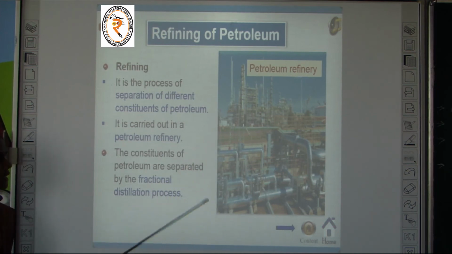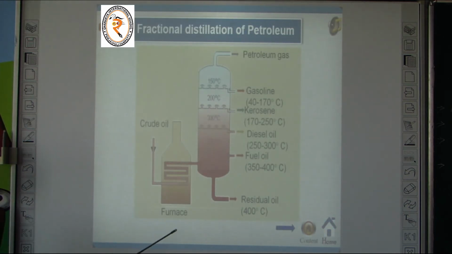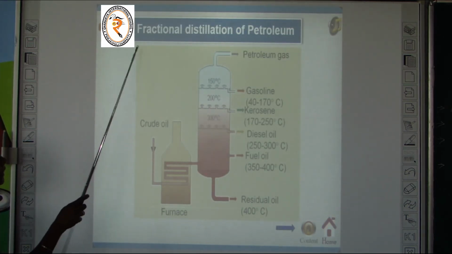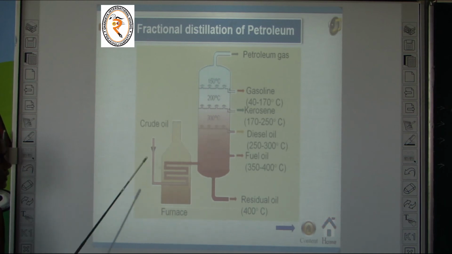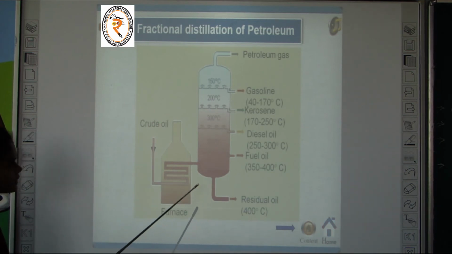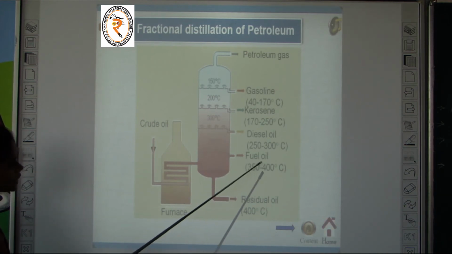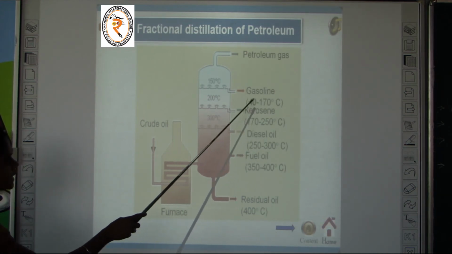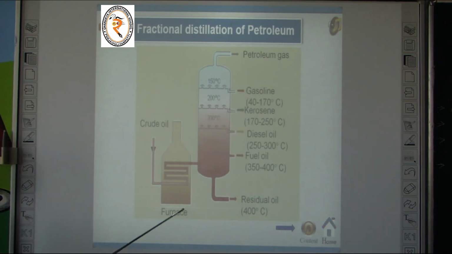The refining process takes place. The constituents of petroleum are separated by the fractional distillation process. See, this is the fractional distillation of petroleum. The crude oil is allowed to go through the furnace. When it is allowed here, it is converted into residual oil, fuel oil, diesel oil, kerosene, gasoline and petroleum gas. So this is the fractional distillation of petroleum.